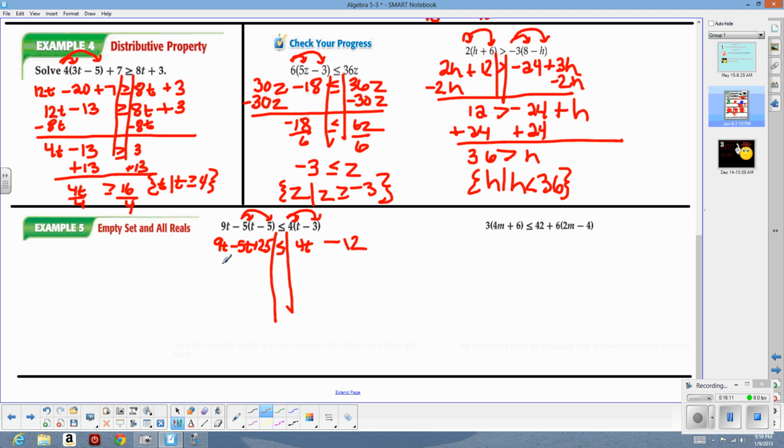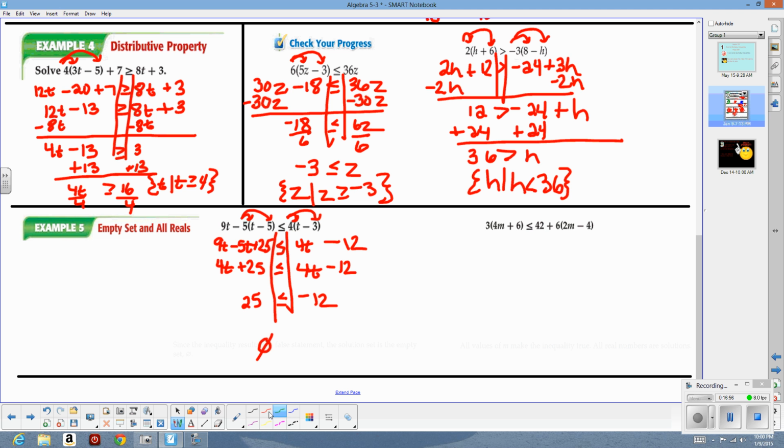On the left side, I can simplify 9t minus 5t, and I get 4t plus 25 is less than or equal to 4t minus 12. Now if I subtract 4t from both sides, I end up with 25 is less than or equal to negative 12. And that is not true. 25 is not less than a negative 12. So there's nothing that's going to make this true, so the solution is the empty set. And you write it like that.